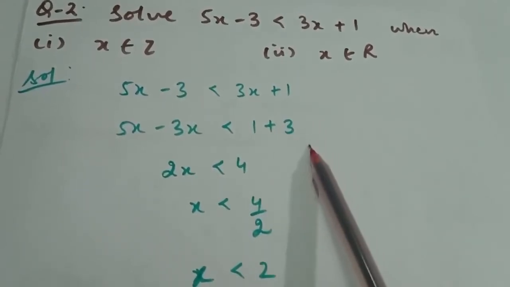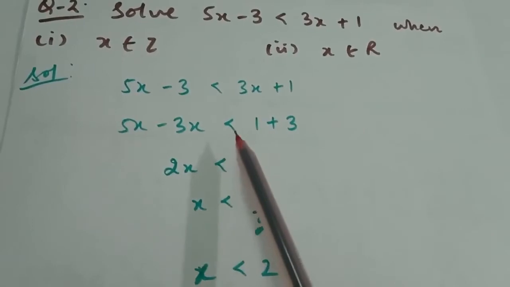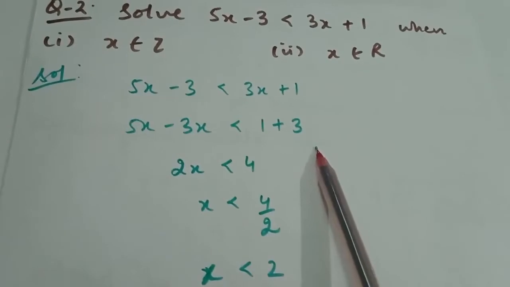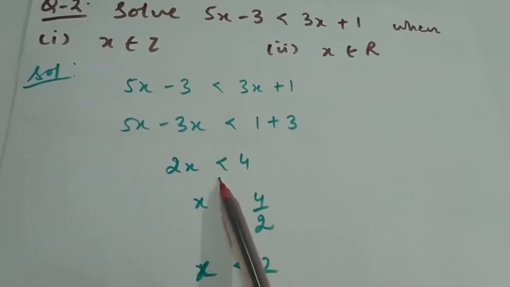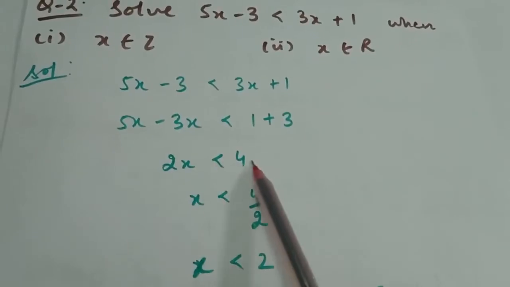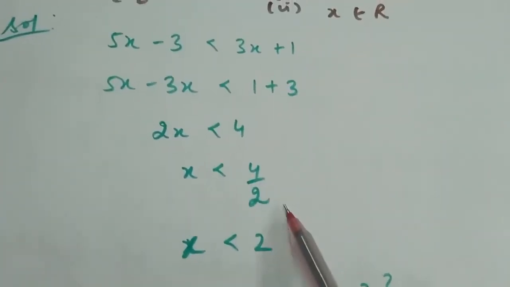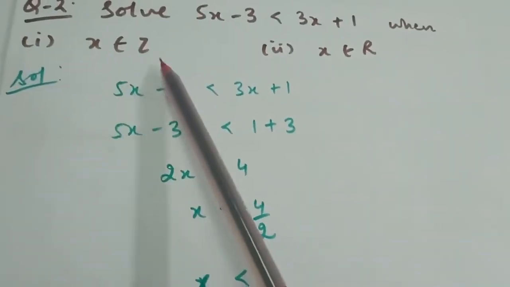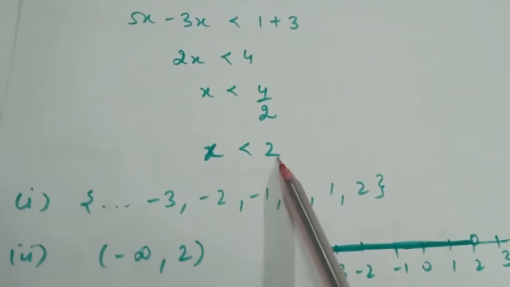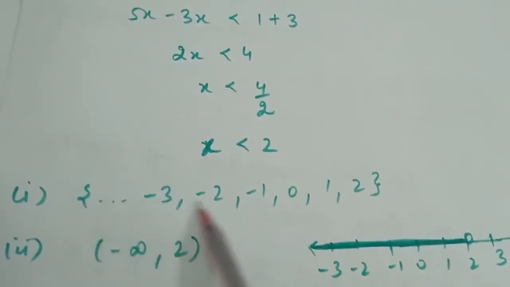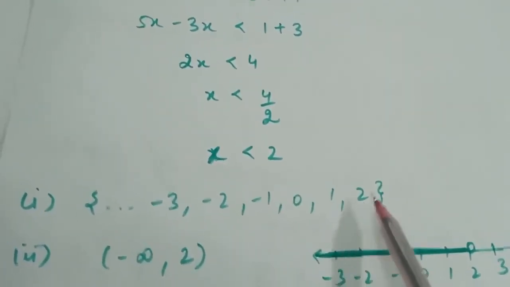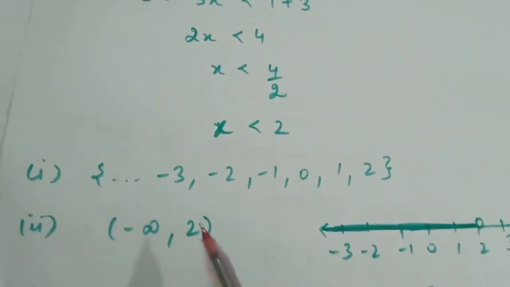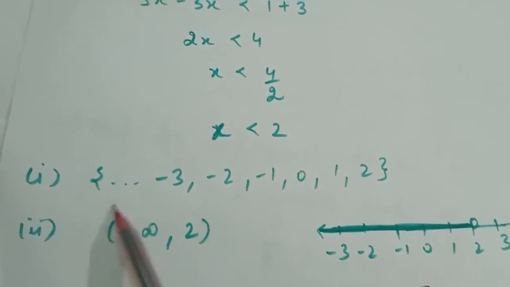So it is the same as that, but in inequations you have to take care of one thing: when you multiply or divide by a negative number, then you have to change the sign of the inequation. Now this will be 2x less than 4, x less than 4 by 2, x less than 2, right? So first, when x belongs to integers, then x is less than 2. So you will take all the negative integers, 0, and 1. If x belongs to real numbers, then x is less than 2, the interval will be from minus infinity to 2, open bracket will come.